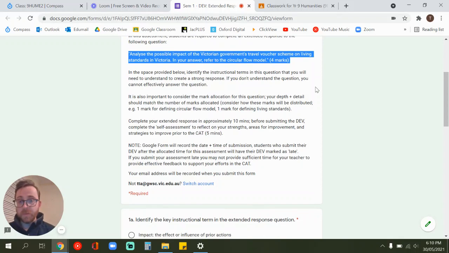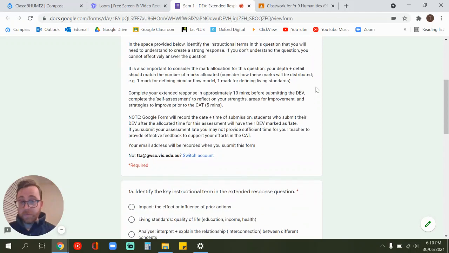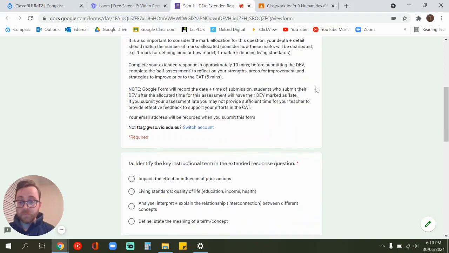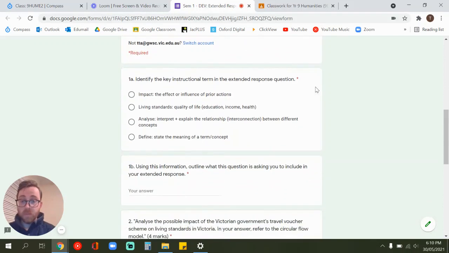In the space provided below, you're going to need to do a couple of things. You're going to need to identify the key instructional terms in this question that you need to understand to create a strong response. If you don't understand the question, you cannot effectively answer the question. So that's there in question 1. Identify the key instructional term in the extended response question. We've given you a couple of options. Which one do you think is the most important term in terms of how do I answer this question? The instructional term, another word for that might be an action term, an action verb. What are you doing in this question?